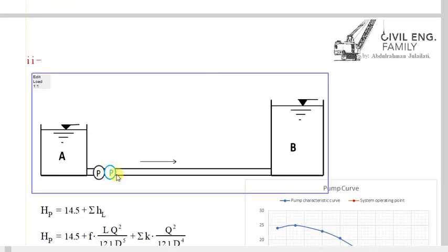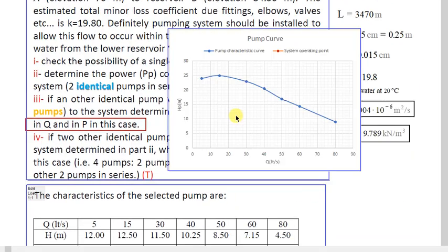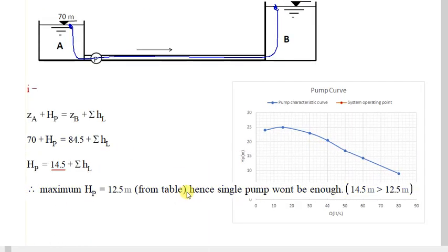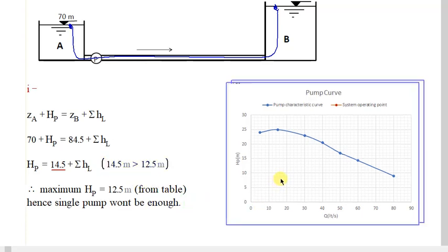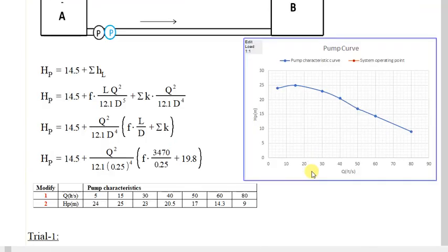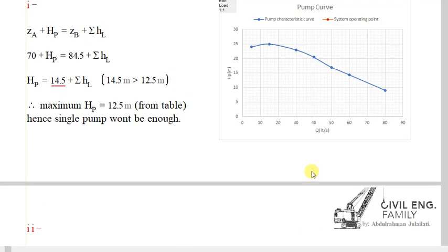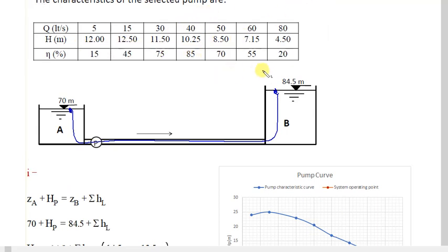Now we are using two in series. By the way, from the beginning, because this one is a curve problem, we will use the curve to solve it. From the beginning, you can sketch this graph.